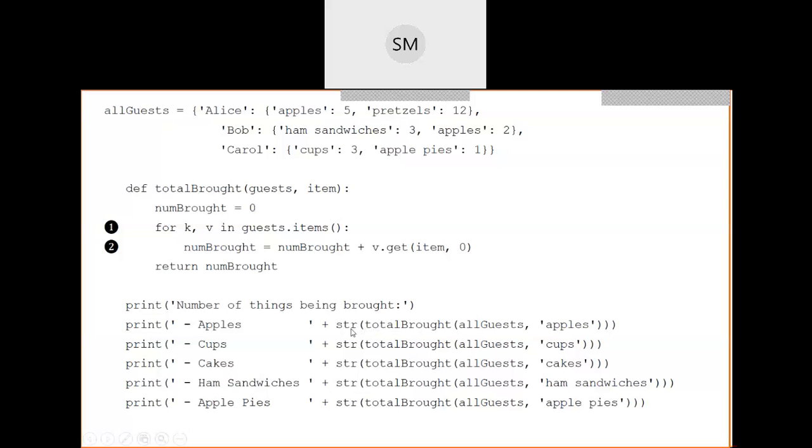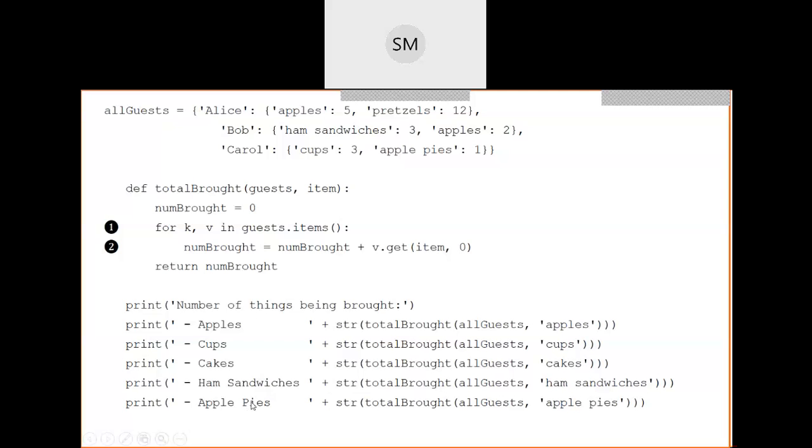So I am using the string function here so that we can easily concatenate these two strings. Similarly for cups: total brought of all guests, comma, cups. It means how many cups are gathered at the picnic spot. So that is total brought. The count will obviously be an integer, so I have to convert it into a string. Similarly for cakes, ham sandwiches, and apple pies.